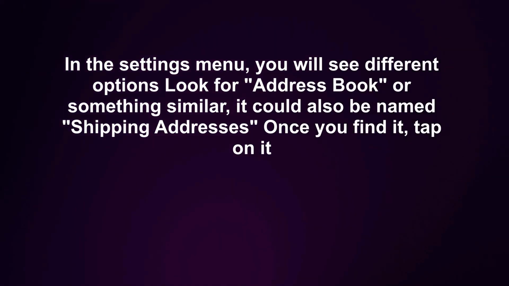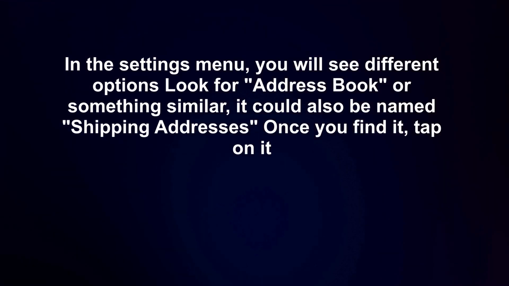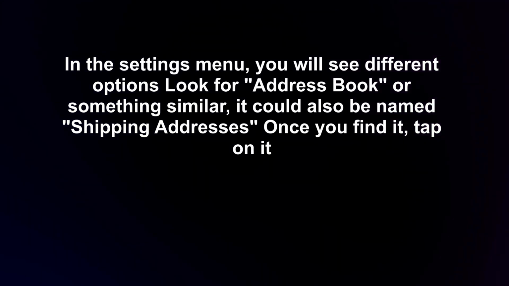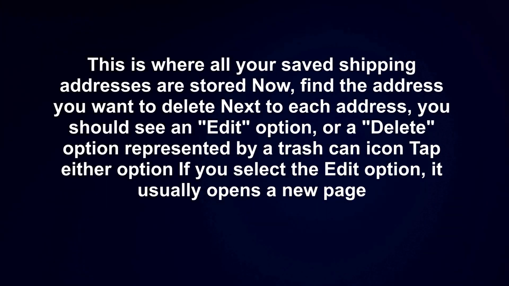In the settings menu, you will see different options. Look for address book or something similar. It could also be named shipping addresses. Once you find it, tap on it. This is where all your saved shipping addresses are stored.